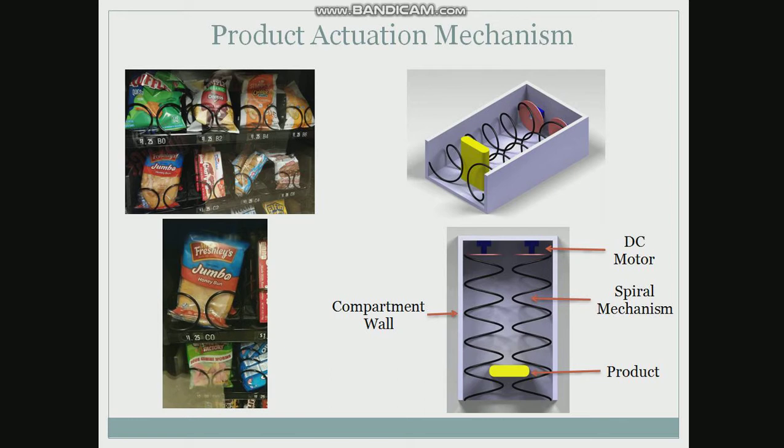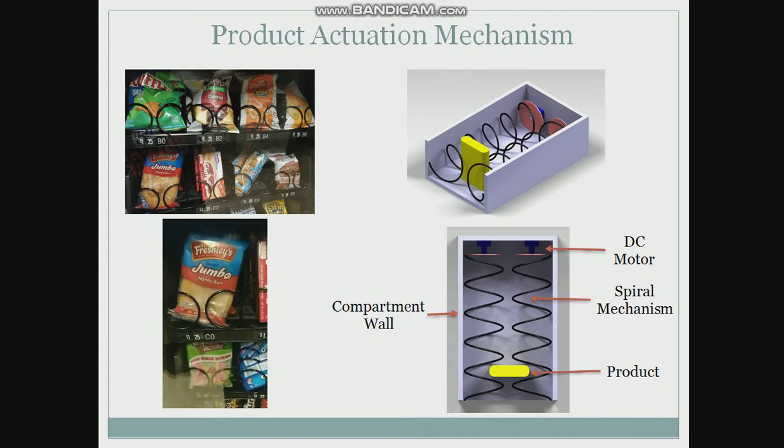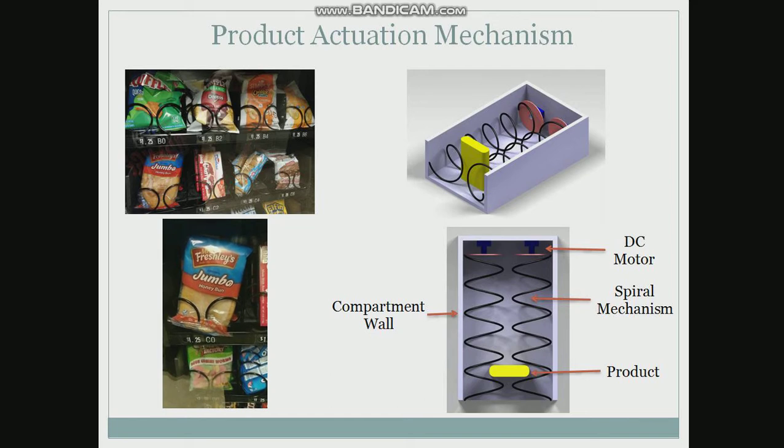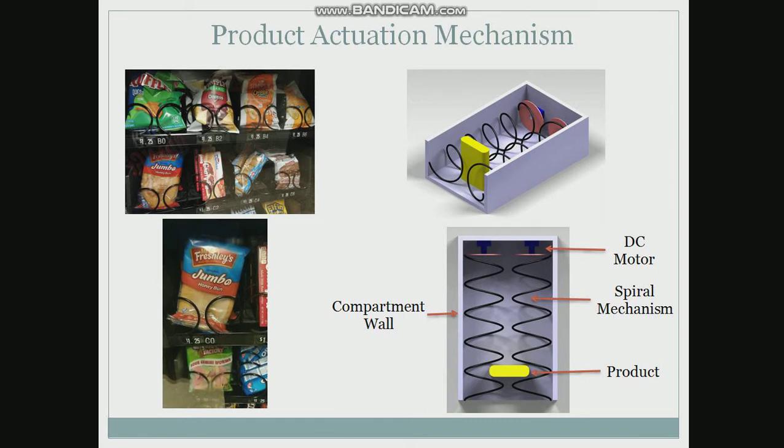While discussing the product actuation mechanism, on the left-hand side, as you can see, is the actual mechanism in a vending machine, and on the right-hand side is the CAD model designed for a better understanding. The system consists of DC motors to actuate rotational motion of the helical or spiral structure, which holds the products and drops one after a specified number of rotations. The input rotations are programmed in an Arduino or microcontroller.